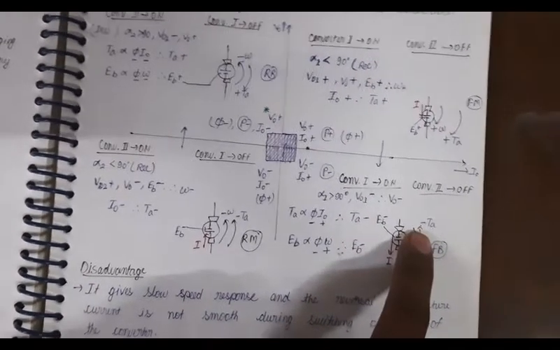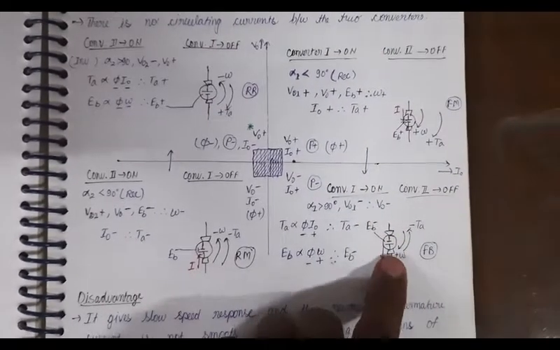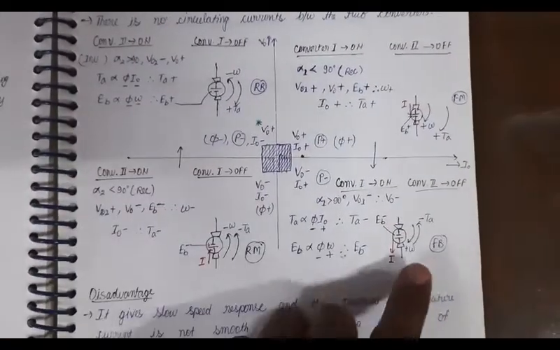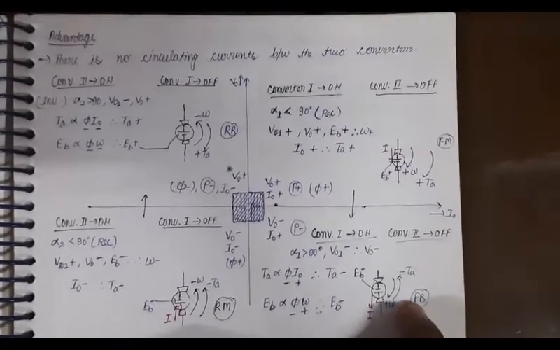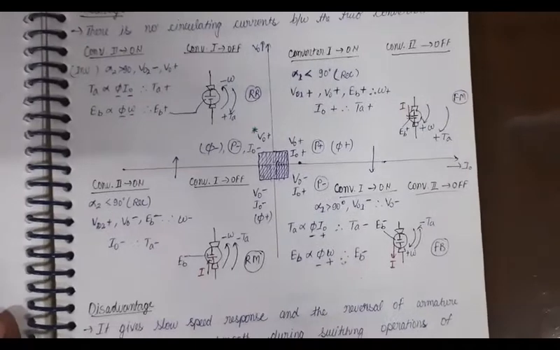So when the current is negative, the energy is transmitted from the motor to the external source. So it will be in forward braking mode. The energy of this motor can be dissipated into some load or can be given back to the source.